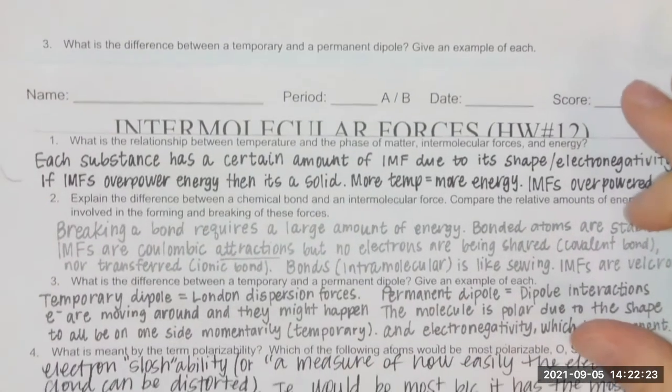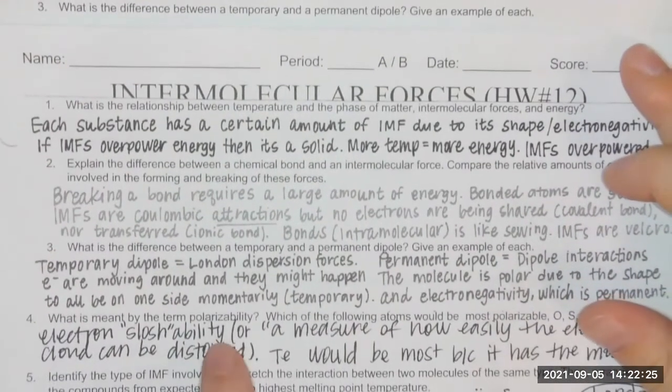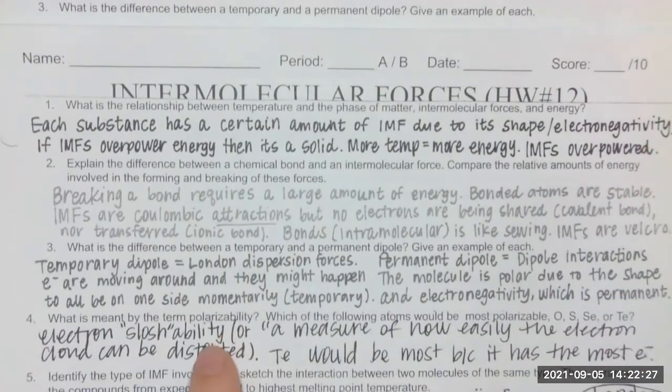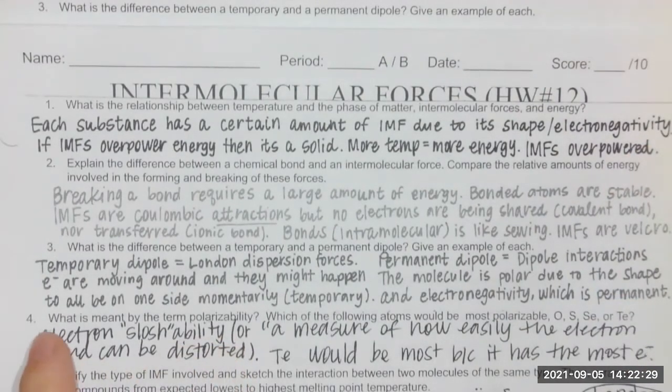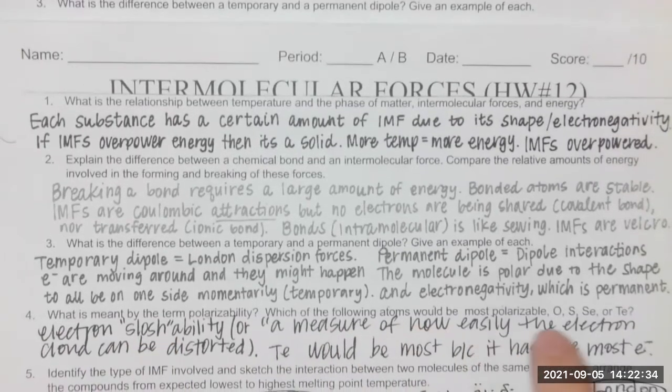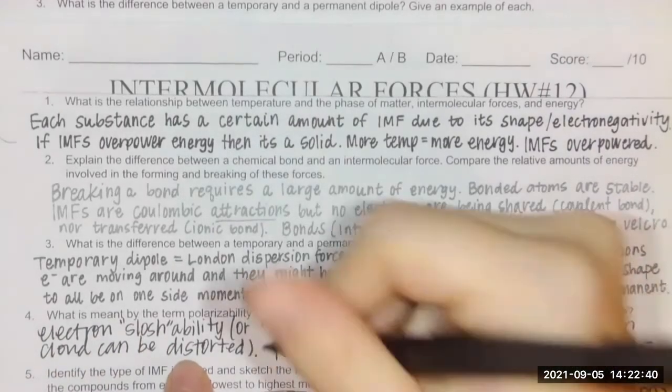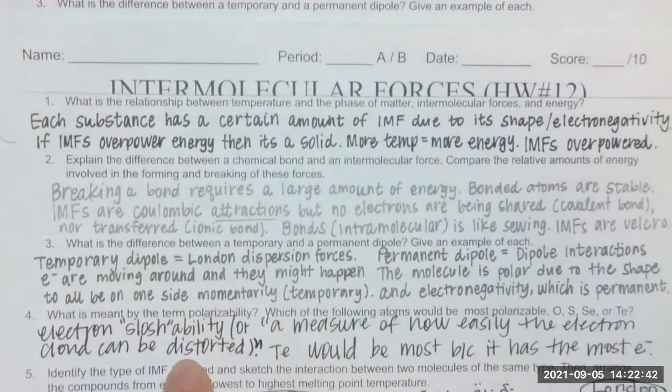The next one says, what is meant by the term polarizability? And I wrote, polarizability is electron sloshability, a measure of how easily the electron cloud can be distorted. That's the technical one, I guess I forgot to put in quotes.